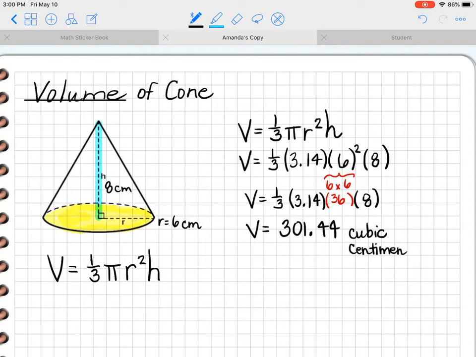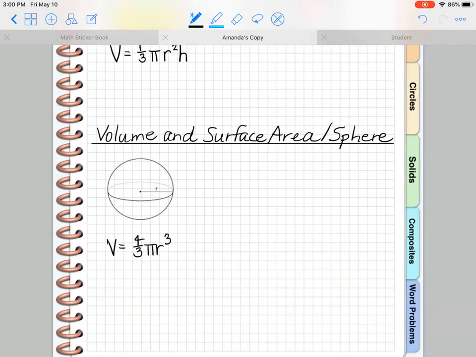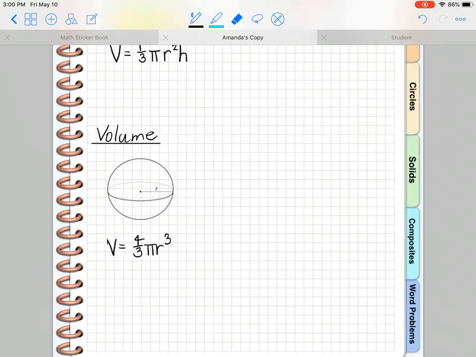So party hats, ice cream cones, snow cones, good stuff in cones. One more and we will be finished with our solids. And again, I'm not going to do surface area. So this is the volume of a sphere.